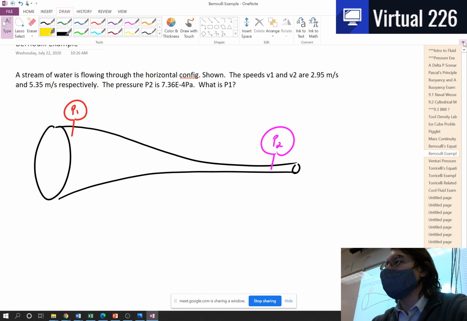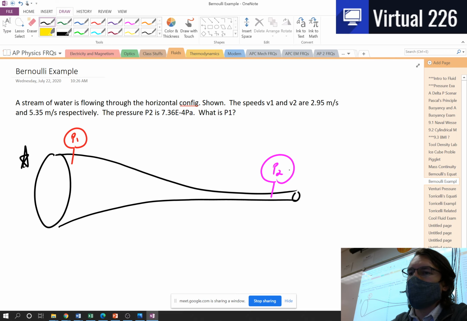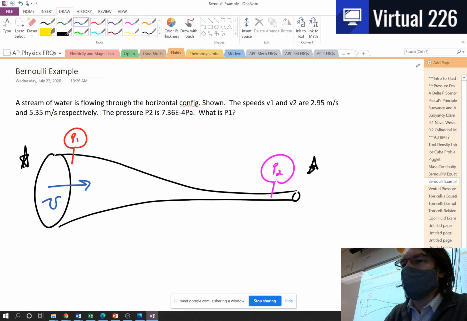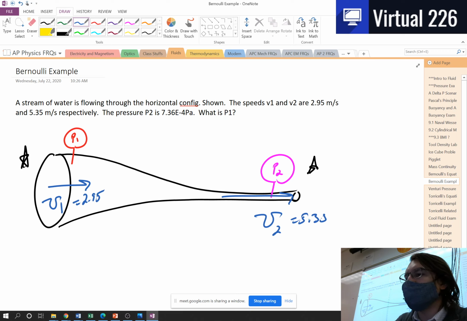Bernoulli. Okay, so we're looking at a Bernoulli example here. What we have here is a tube with a wide opening on the left side and a narrow opening on the right side. We know that some water is flowing through this perfectly horizontal configuration. There's no change in height, such that this is some V1, and out here, this is some V2. V1 is 2.95 meters per second, and V2 is 5.35 meters per second.